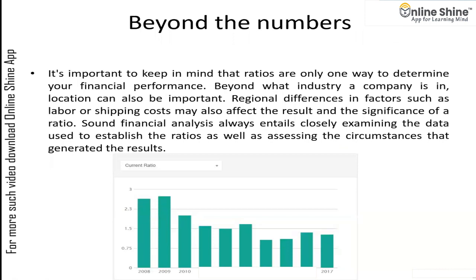What is beyond the numbers? It's important to keep in mind that ratios are only one way to determine the financial performance. Beyond what industry a company is in, location can also be important. Regional differences in factors such as labor or shipping costs may also affect the result and the significance of a ratio. Sound financial analysis always entails closely examining the data used to establish the ratios as well as assessing the circumstances that resulted in such ratios.